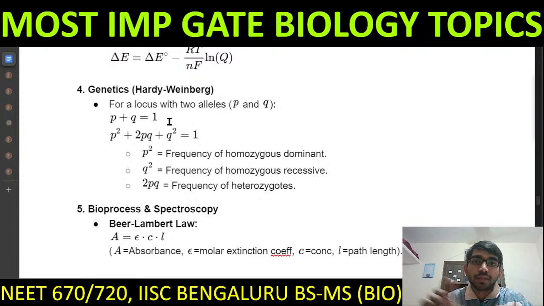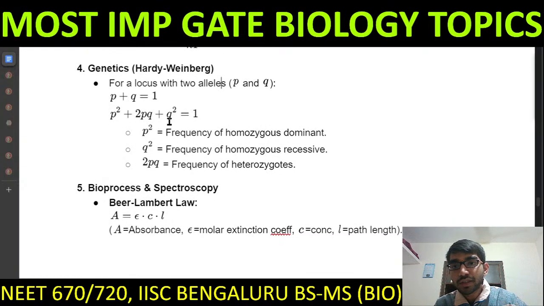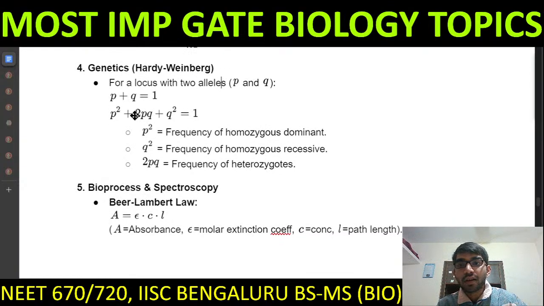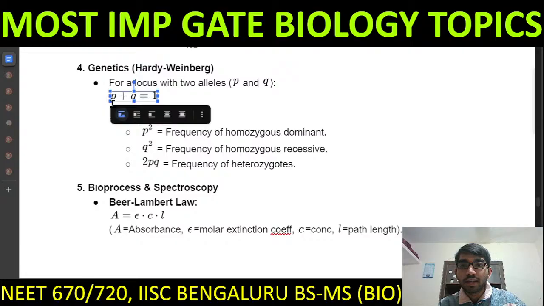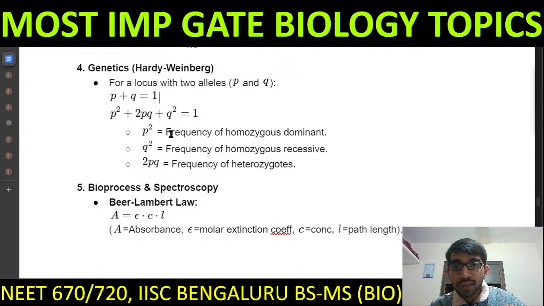If there are more alleles, P plus Q plus R plus S, whatever, the sum should be 1, the frequency of all the alleles. Then P square plus 2PQ plus Q square is also 1. So if you just square this, the left-hand side and right-hand side become 1. So here P square is the frequency of homozygous dominant, Q square for homozygous recessive, and 2PQ is for heterozygotes.